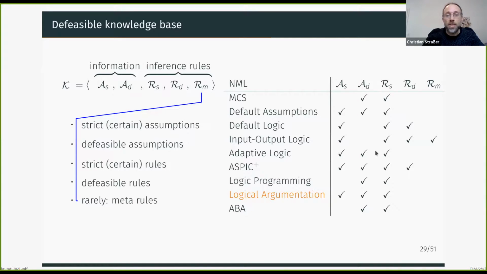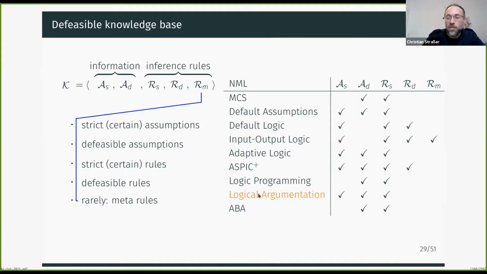Input-output logic would be a logic where at least the derivational part of it works with these funny meta rules. Adaptive logics work similar to default assumptions. ASPIC is the big contender in structured argumentation, which works with primitive defeasible rules, in addition to strict rules, in addition to defeasible assumptions, in addition to strict assumptions. So you have the whole palette, so to say, in ASPIC. Logic programming has defeasible assumptions and strict rules. Logical argumentation, which we have been using now, works with strict assumptions, defeasible assumptions, and strict rules, but so far not with defeasible rules, at least not as a primitive.